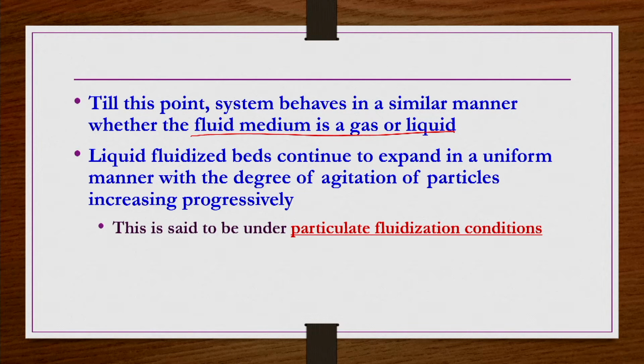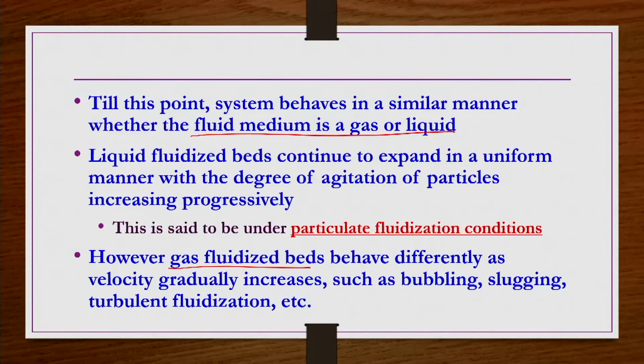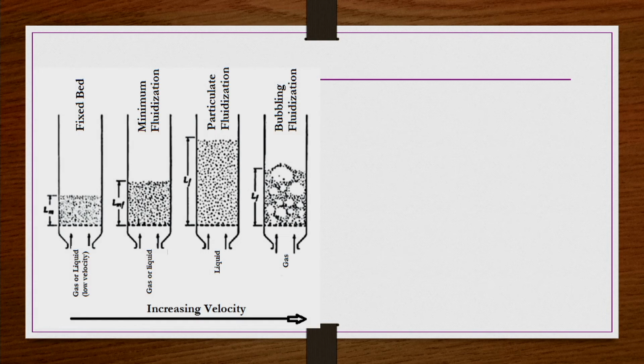Pictorially we are going to see, but after the incipient point of fluidization, if the fluid medium is a gas, a gas fluidized bed, then the bed is going to behave very differently with increasing velocity. It may have bubbling fluidization, slugging fluidization, or turbulent fluidization, etc. How they look pictorially, we are going to see now. So now see, the first case is where we are taking the fluid medium, whether gas or liquid.